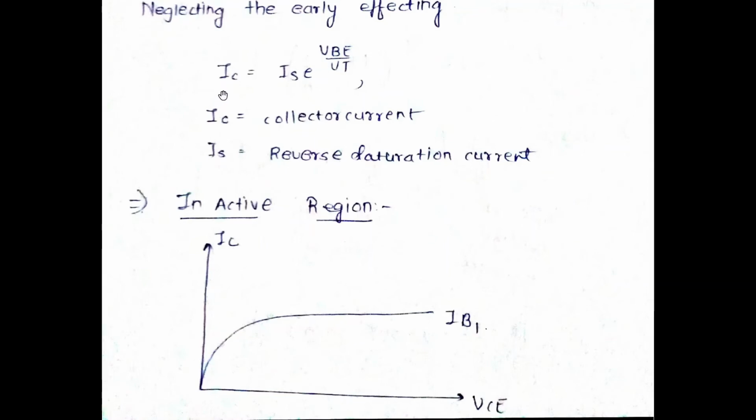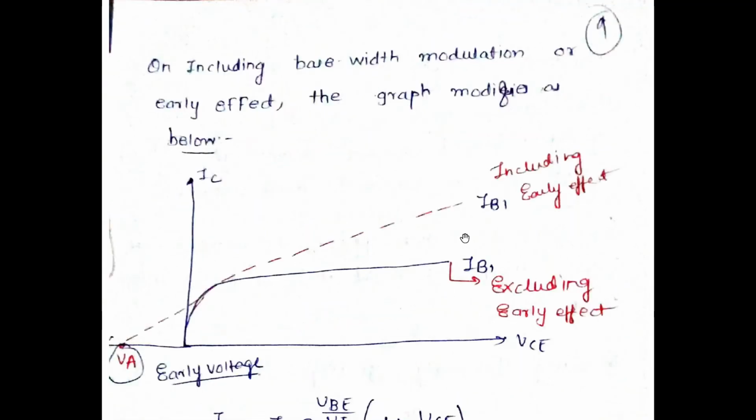So if you see the IC equation, it says IS e raised to VBE upon VT. That means there is no effect of early effect in this particular kind of scenario. Now let us consider the early effect or the base width modulation comes into picture. What happens is that my IC value, which was becoming constant, doesn't remain constant anymore. It will keep on increasing a little, and the voltage value mapped to it is called the early voltage.